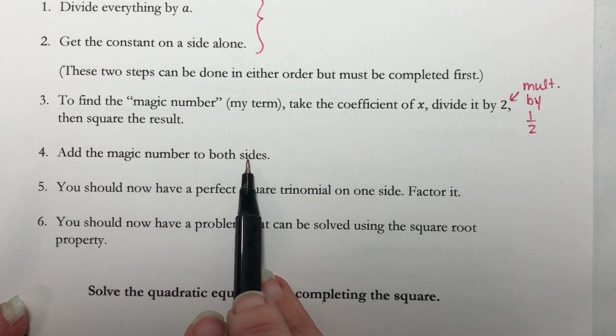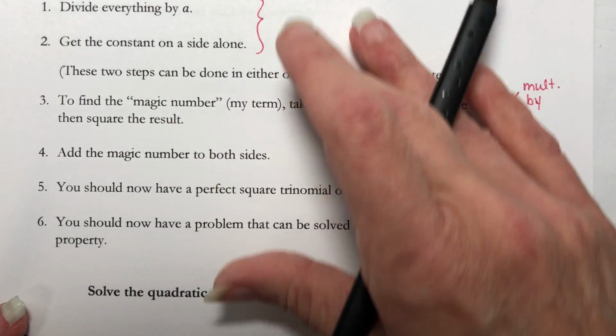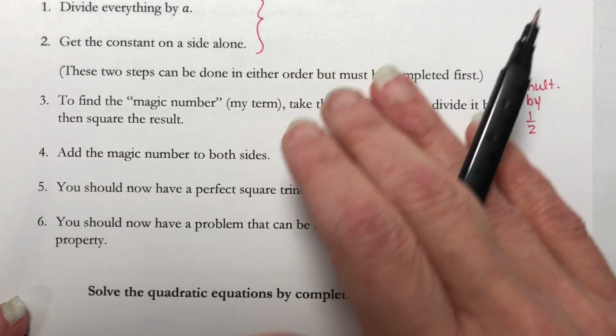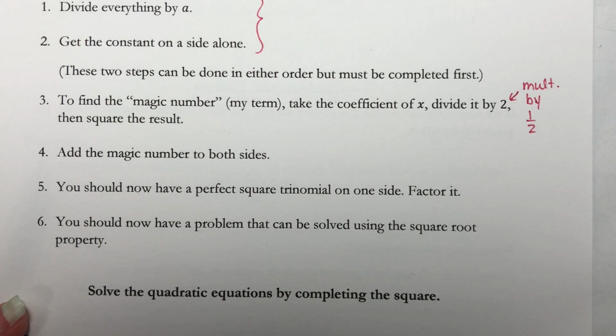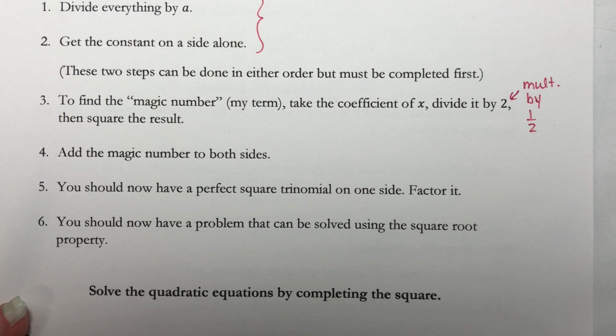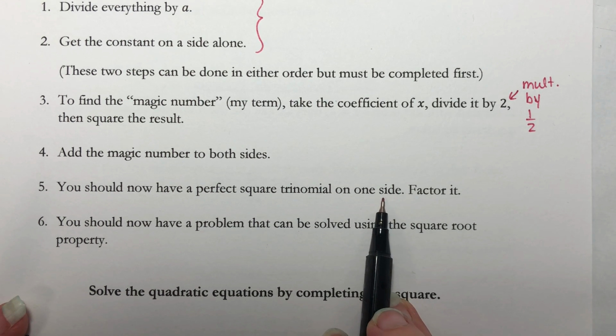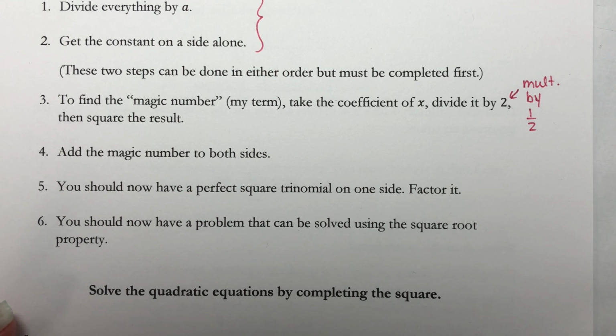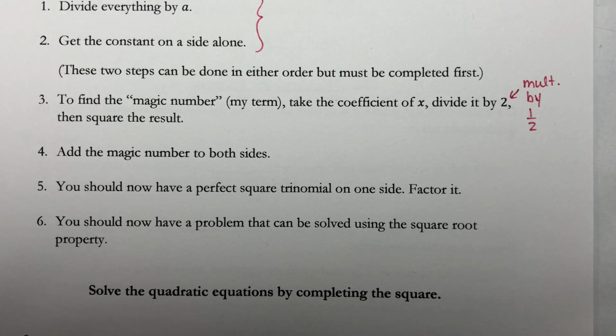Now we add this number to both sides. And I know this isn't making a whole lot of sense right now. It will hopefully make more sense as we get into an example problem. We can add any number to both sides of an equation, but this particular number is the only number that will give us a perfect square trinomial on one side. We're going to factor that. And once we have factored that, we have something that looks like the square root property that we just worked. And we're going to attempt some problems in the next part.